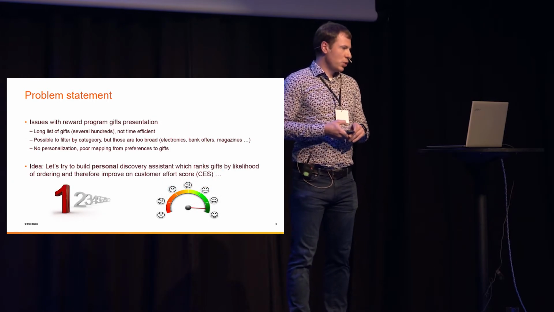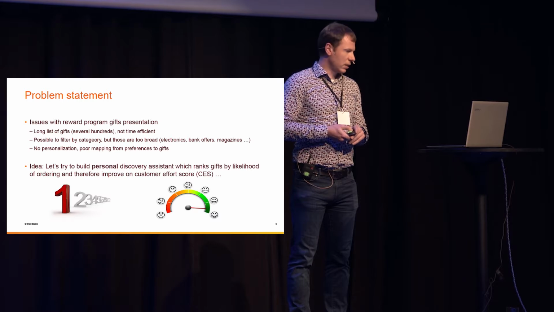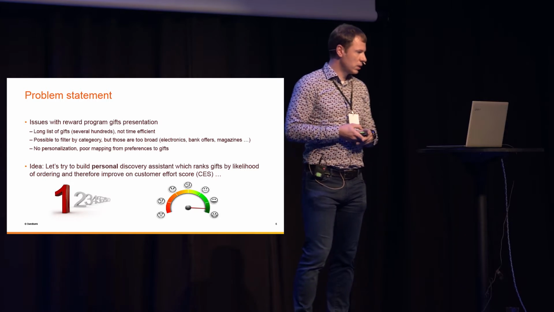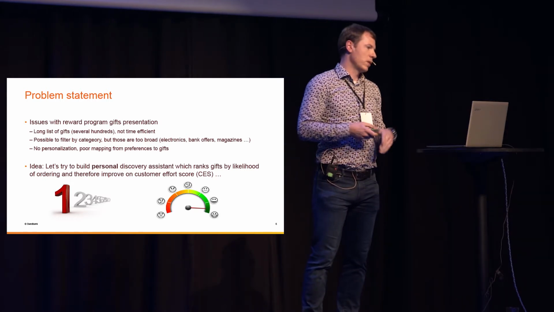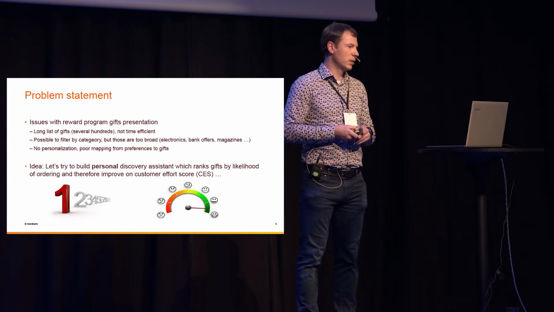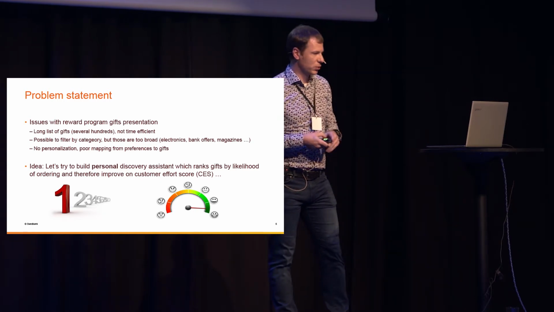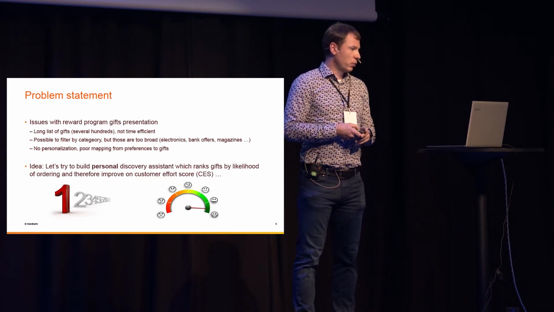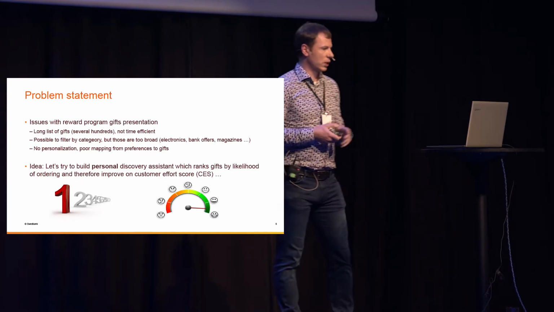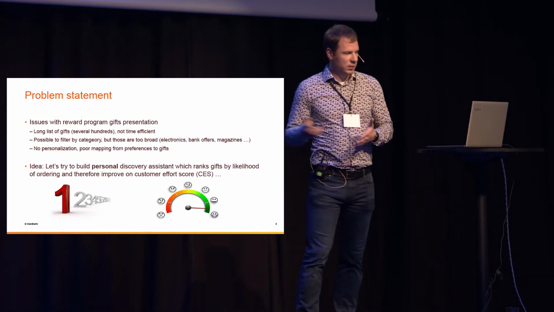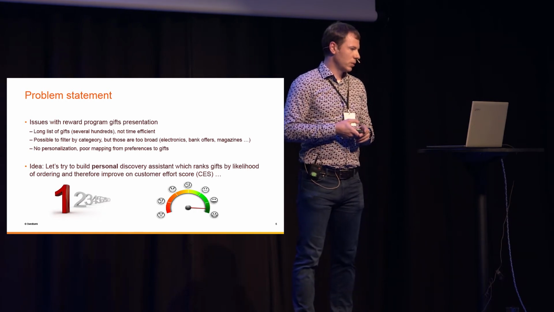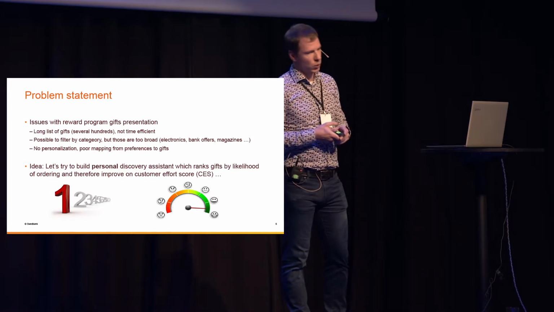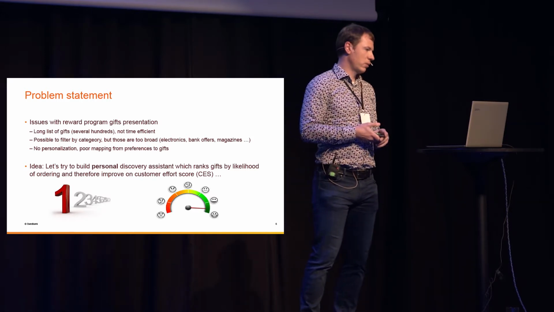So what were the issues with the current standing, as you saw here? It's a cutout from the internet page. And the issues, I would say, are that it's a long list of gifts. There are several hundred of them and it would be quite time inefficient to go through all of them. Then there are some options currently to filter by category, but they are very broad: electronics, bank offers, magazines. Of course, you need some more personalization. And then the last point is that the personalization is lacking. There is a poor mapping from my preferences to gifts.